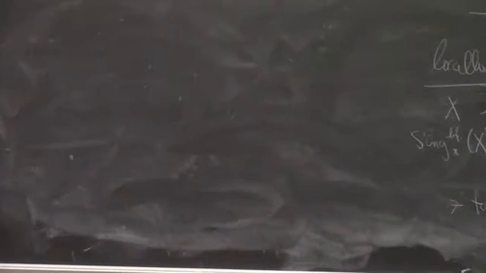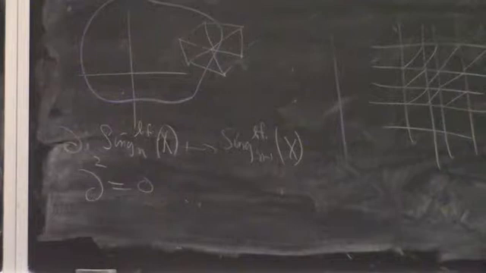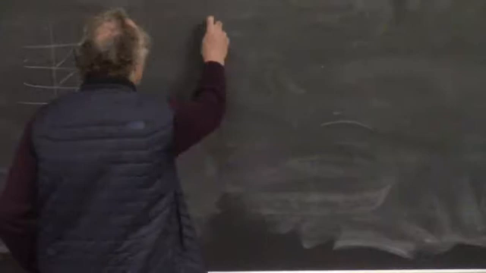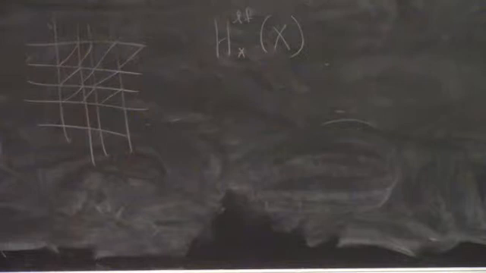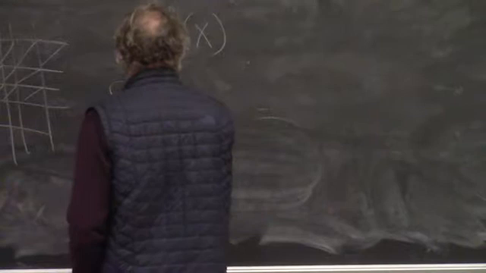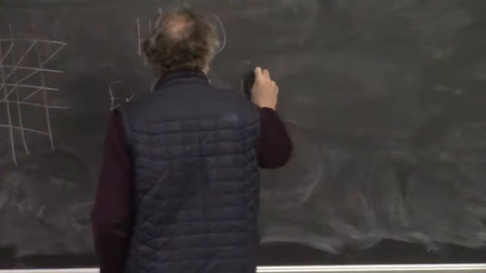And of course, as always, the boundary squared will be zero. You can calculate that. So you've got the homology, which is the locally finite homology of the space. Now, I'm not going to prove this, but here's an exercise for you. Calculate the locally finite homology of R^n.